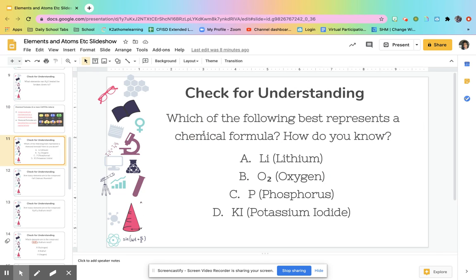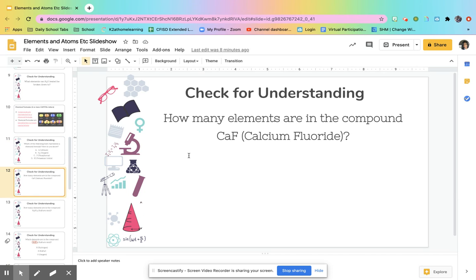The next question I have for you: which of the following best represents a chemical formula, and how do you know? So you have lithium, oxygen, phosphorus, and potassium oxide. I want you to choose which one is a chemical formula and then tell me how you know it's a chemical formula.